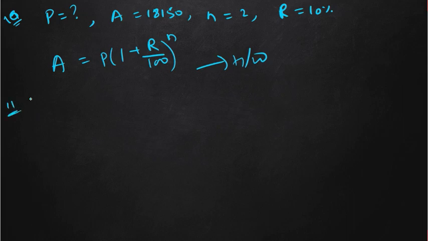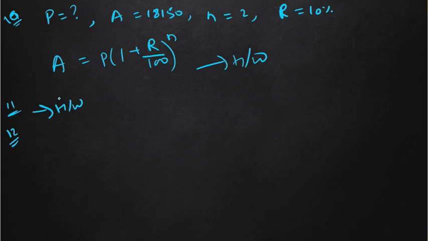Now let's move to question number 11. What sum of money will amount to? Because this question 11 is exactly the same as question number 10, only the numerical values have been changed. So you take 11 as homework.